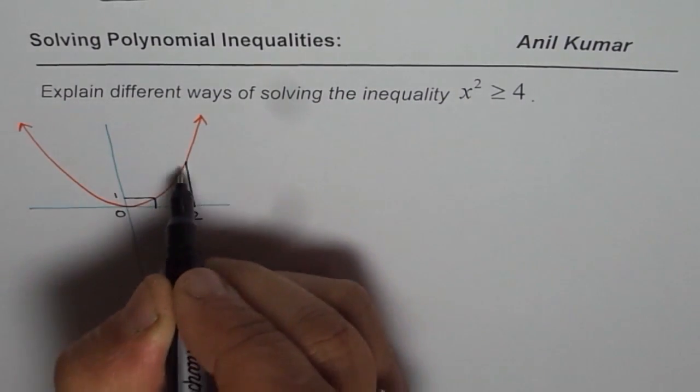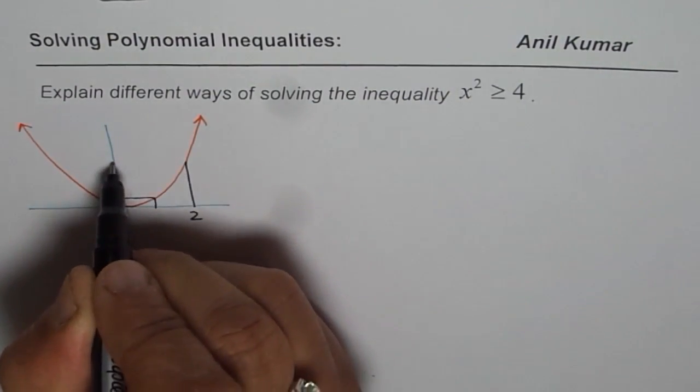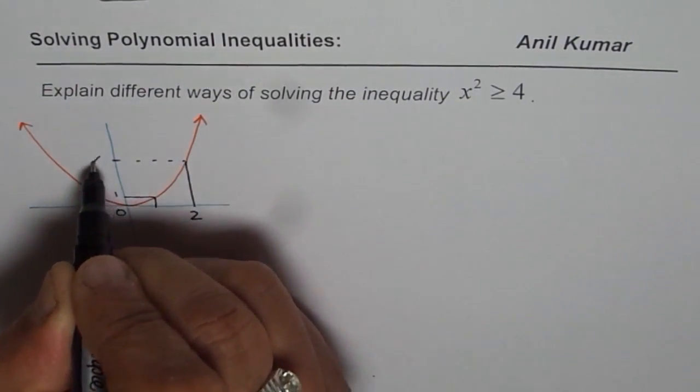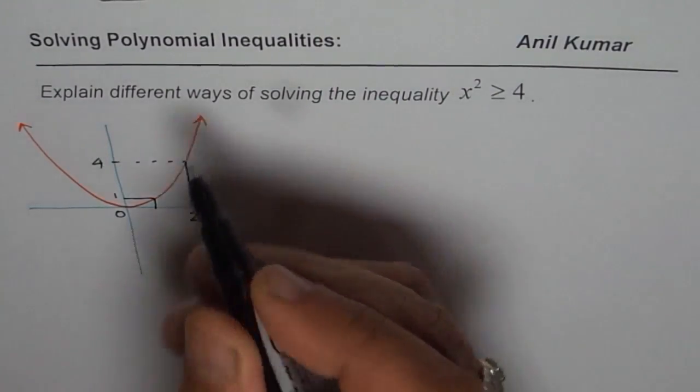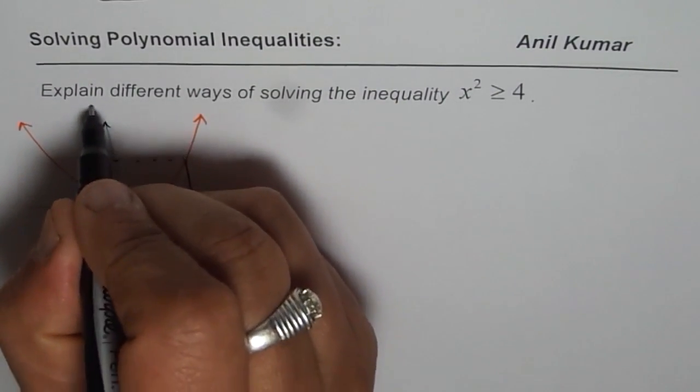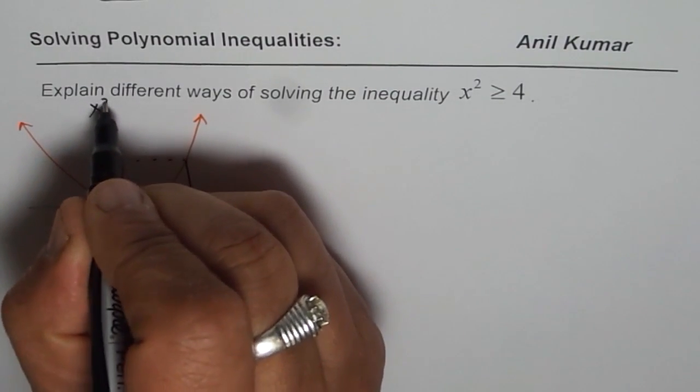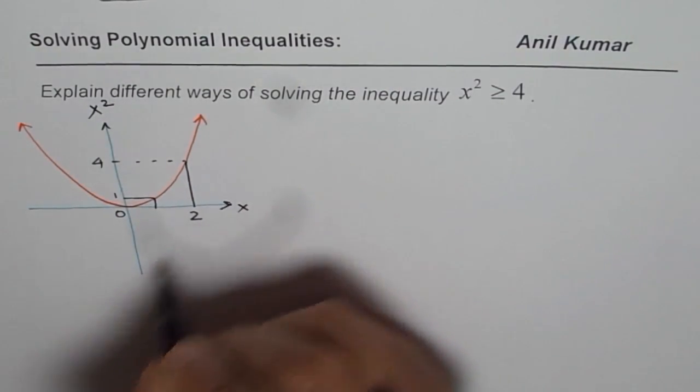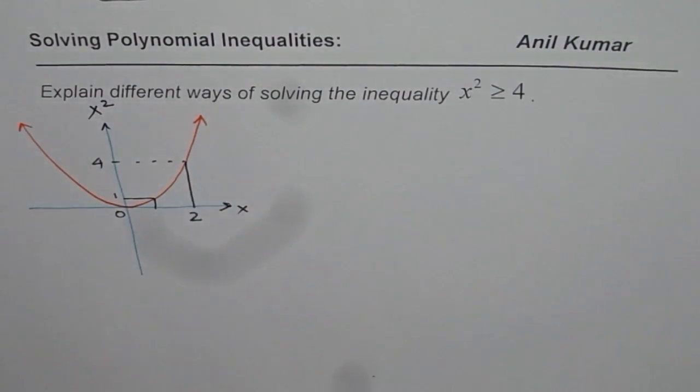At 2, 2 squared will be 4. So we have this point as 4. Okay, 3 will be 9, correct. So this is f of x, or x squared we can say, and here we have x. So that is the graph.